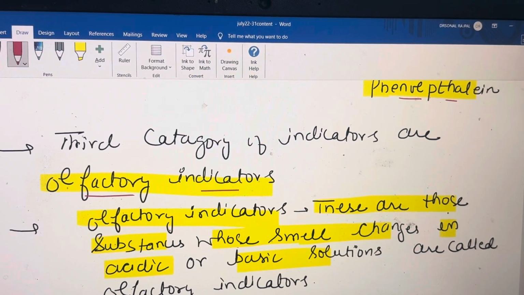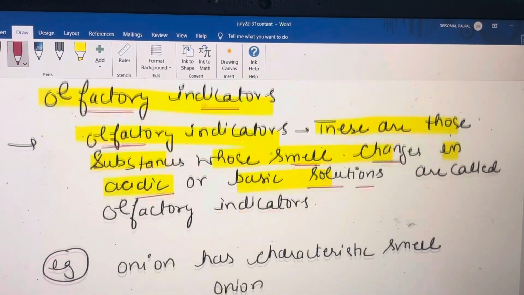So students, what are olfactory indicators? Olfactory means something related to smell. So these are those substances whose smell changes in acidic or basic solutions. These are called olfactory indicators.